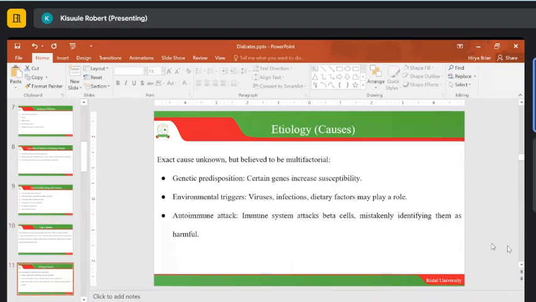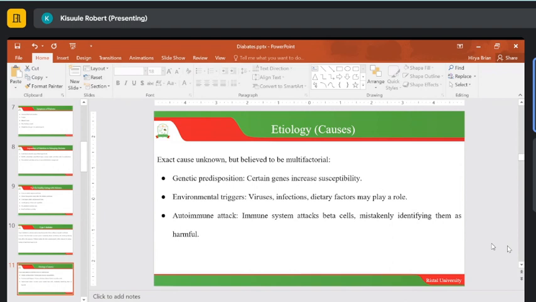And we are saying the exact cause is really unknown, but it is believed to be multifactorial, meaning a number of factors come into play. People are talking of genetic predisposition, like I told you here, certainly gene susceptibility. If someone had this autoimmune disease in your lineage, then someone later down the line might also have this autoimmune disease that will lead to type 1 diabetes.